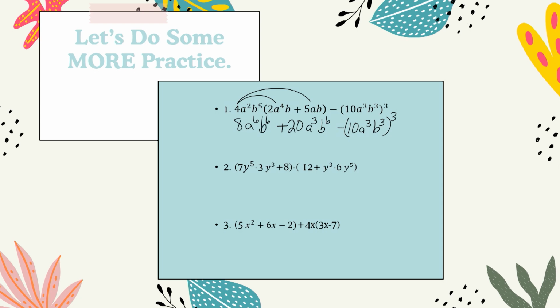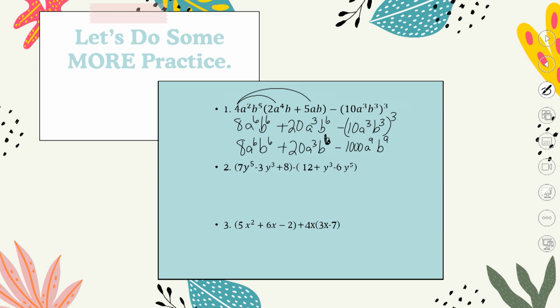So I am raising everything to the 3rd. So I am going to have 10 to the 3rd would be 1,000. A to the 3rd would be a to the 9th. B to the 3rd would be b to the 9th. So if I put all of these together, it is going to look like this. And let me make sure that I have that b to the 6th. Good job. All right, so let's do number 2.